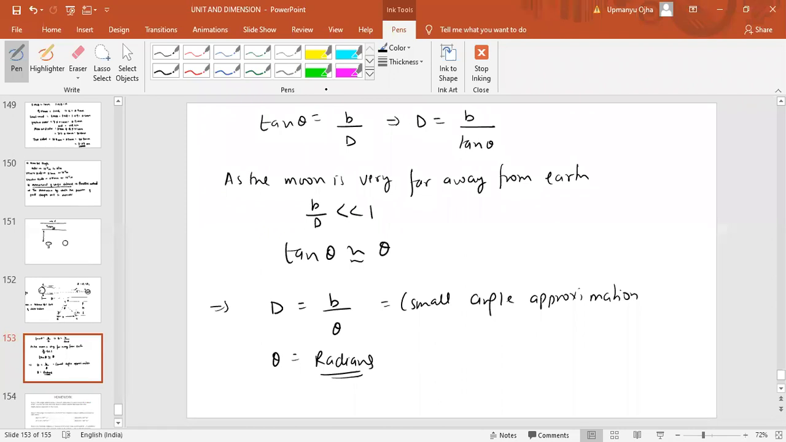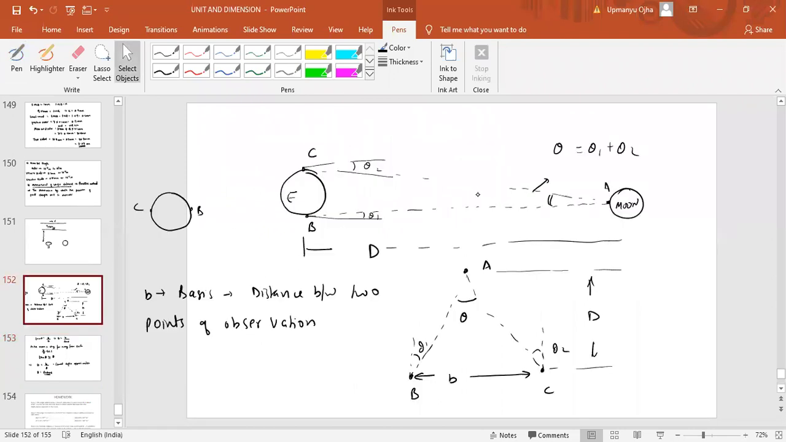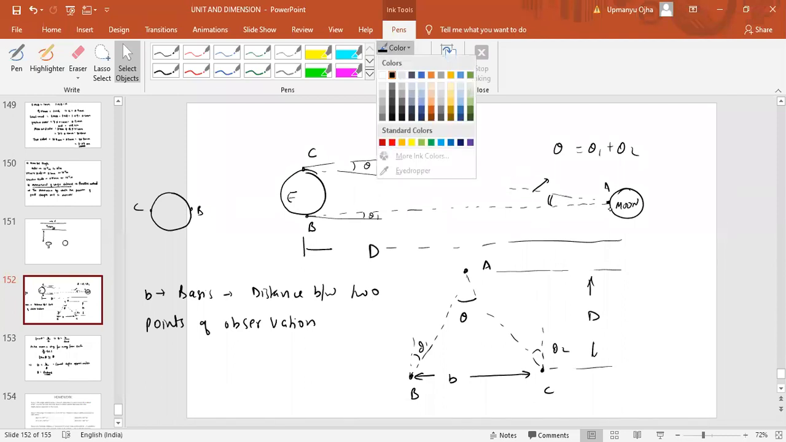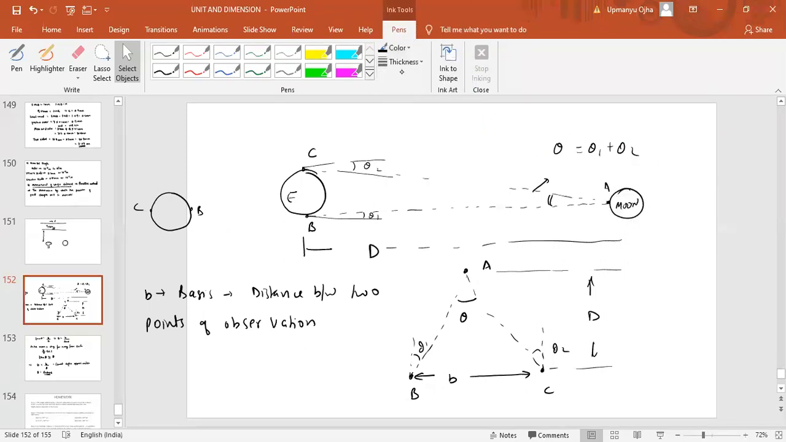Okay, I'll explain again. See, we have to find the distance between the moon and the earth. Let us suppose the distance between the moon and earth is capital D. Now we have to see one point on the moon. Let us suppose we are observing point A. To observe point A, we are taking two different observation points. One is point B. From B we have observed A.